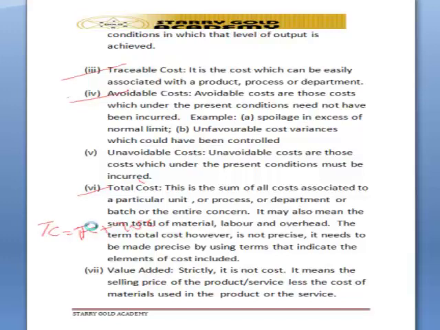A cost which does not involve any cash outflow is called a notional cost or imputed cost. So a notional cost or imputed cost is a cost that does not involve any cash outflow. So please take note of that.